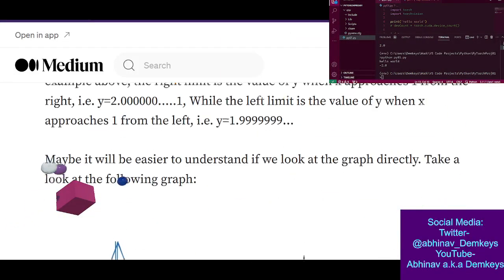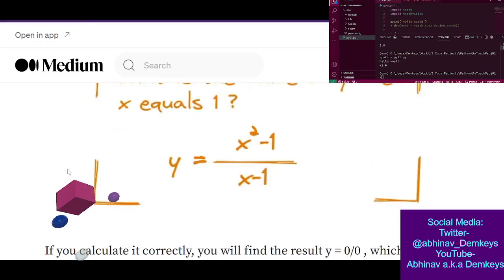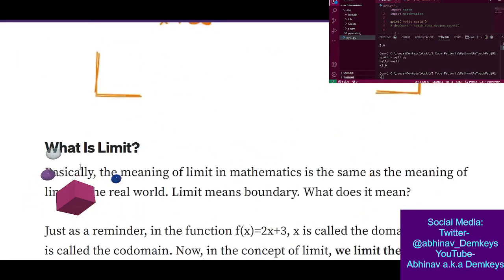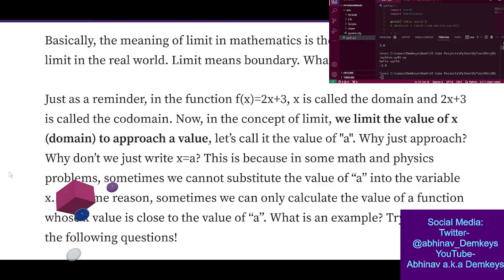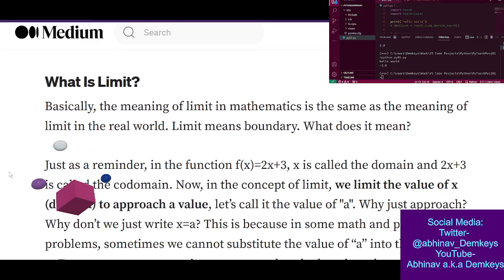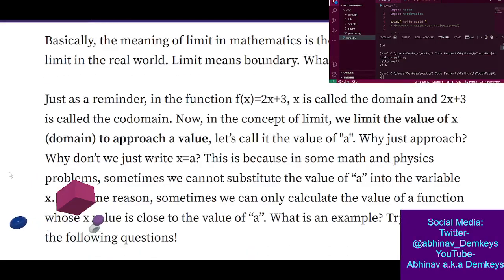Right. So we can read this again. What is limit? Basically, the meaning of limit in mathematics is the same as the meaning of limit in the real world. Limit means boundary. Just as a reminder, in the function f of x equals 2x plus 3, x is called the domain and 2x plus 3 is called the codomain.